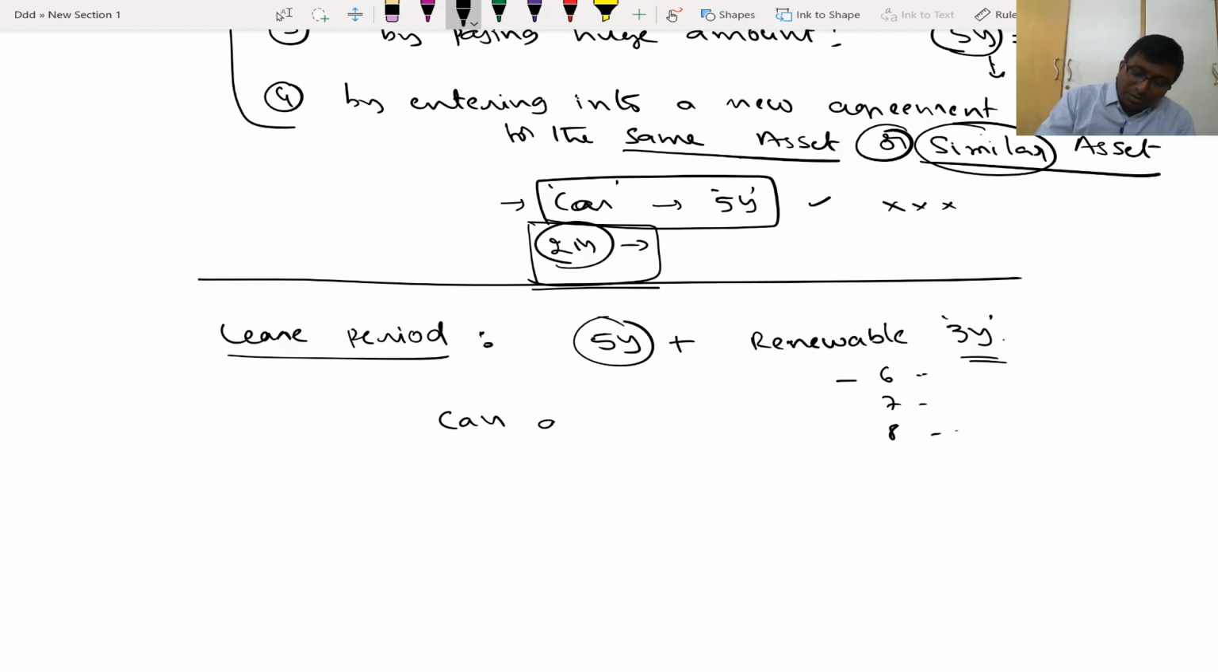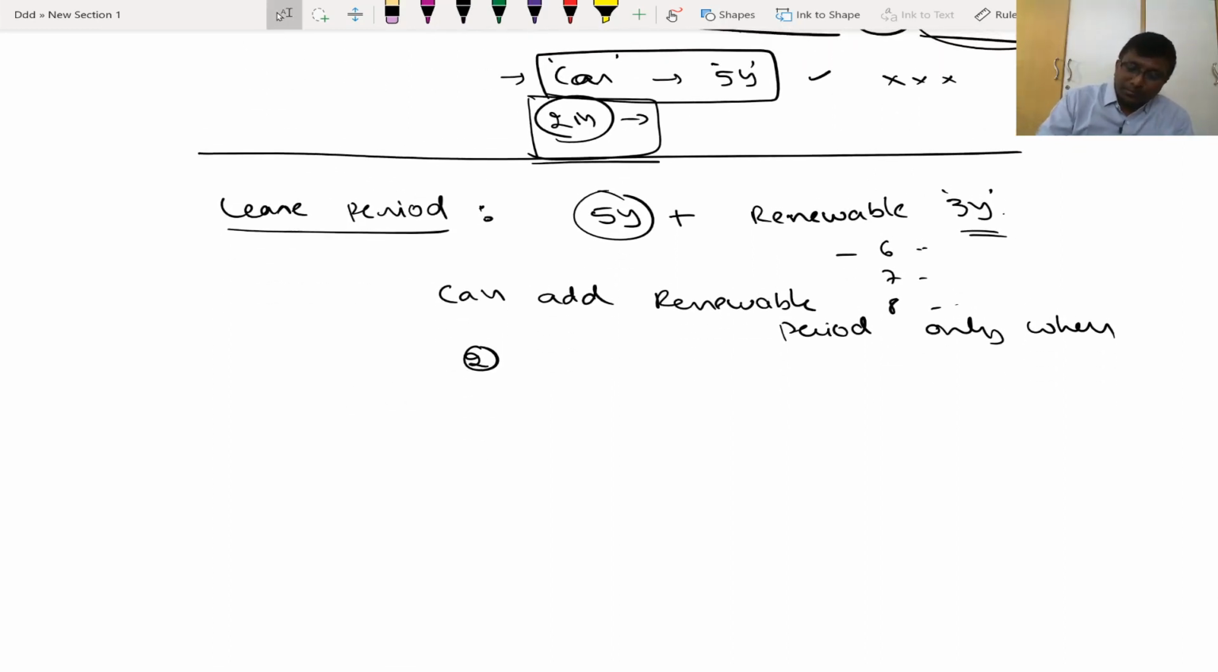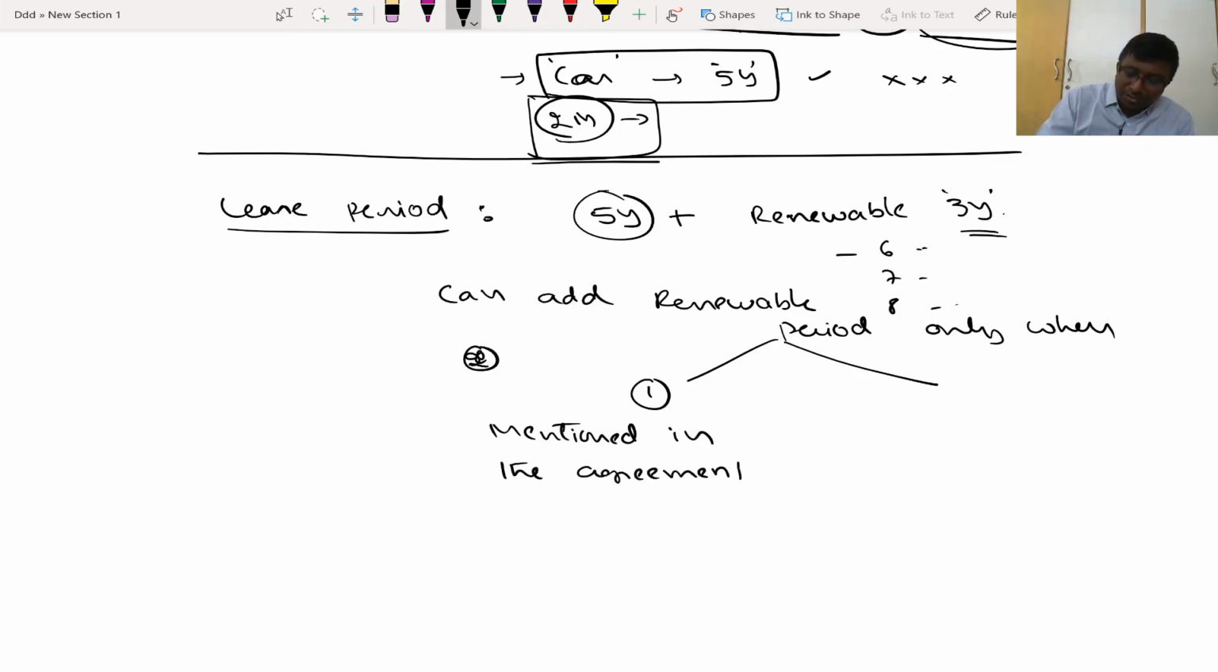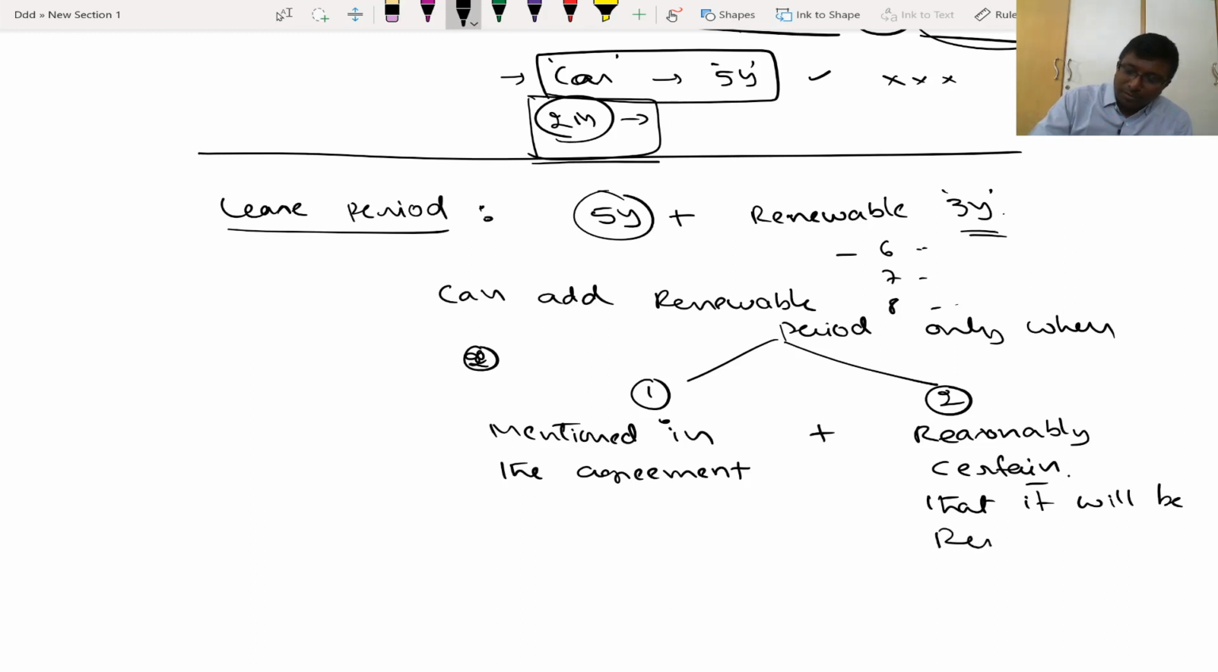We can add the renewable period only when two conditions are satisfied. What are the two conditions? First condition, the right to renew must be mentioned in the agreement, very clearly, not oral or something. Plus, is it reasonably certain? First question: is it reasonably certain that it will be renewed?